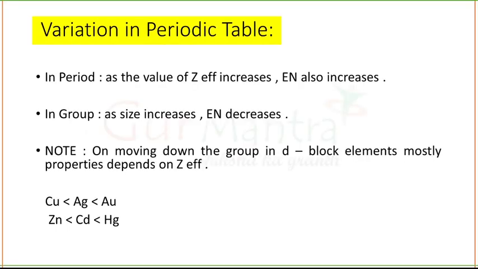Next is variation in the periodic table. So basically when you move along the period, as the value of Z effective increases, electronegativity will also increase. While in a group, as you move from top to bottom, as the size increases, electronegativity will decrease. Next, on moving down the group in D block elements, mostly properties depend on the Z effective. So in case of D block elements, in case of transition elements, while moving from top to bottom, you will see the Z effective factor, and this is the example as you can see here.